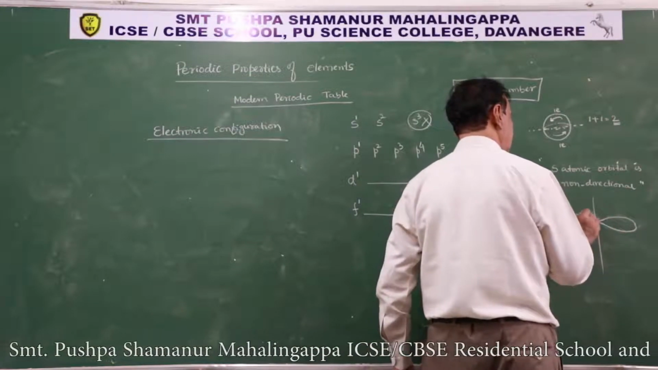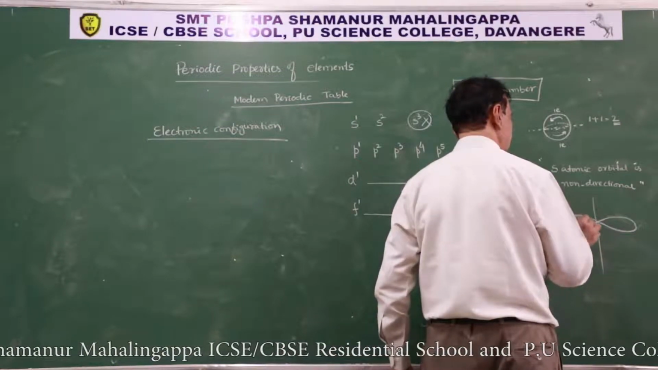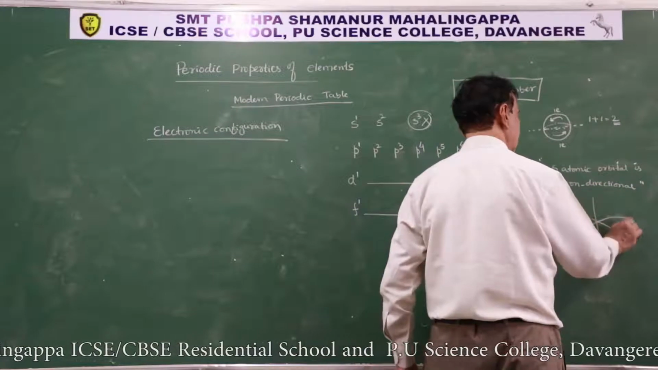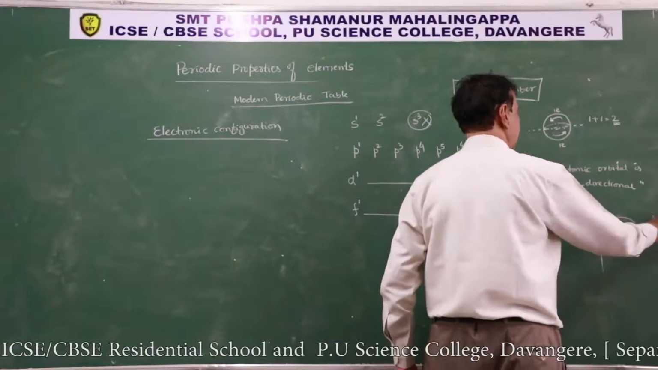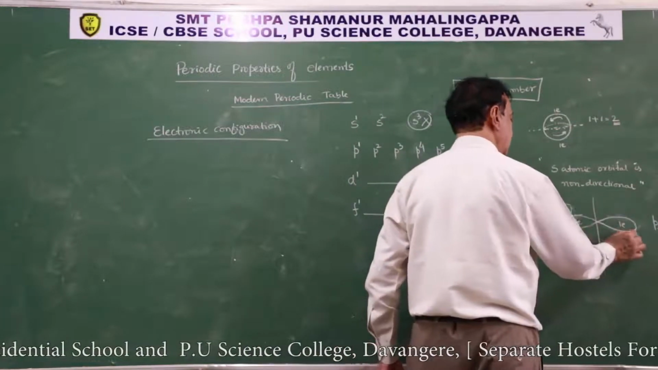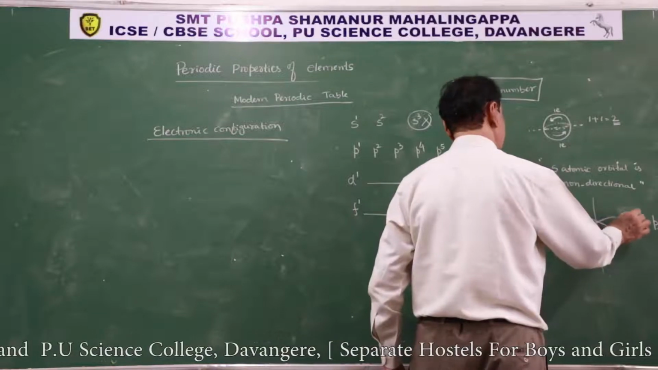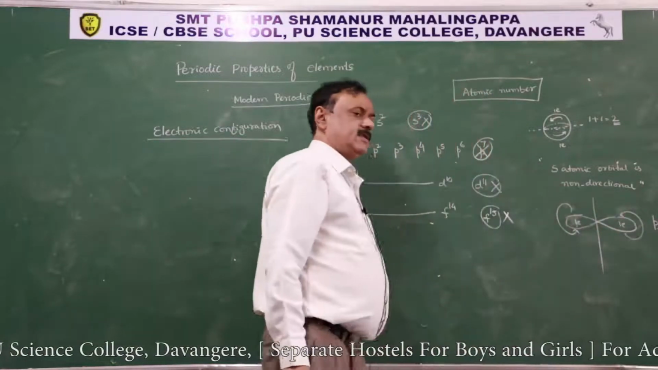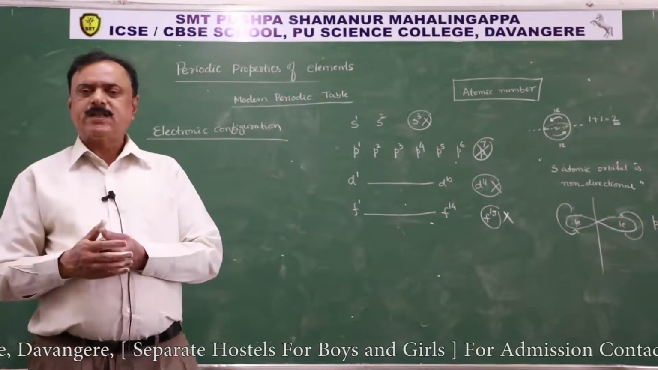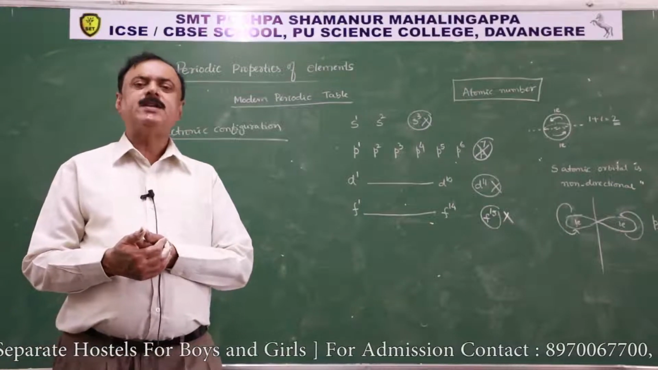here we can accommodate one electron, and here we can accommodate one electron. Therefore, Px has the capacity to accommodate two electrons. If one rotates in clockwise direction, the other rotates in anti-clockwise direction. Therefore, Px holds two electrons.